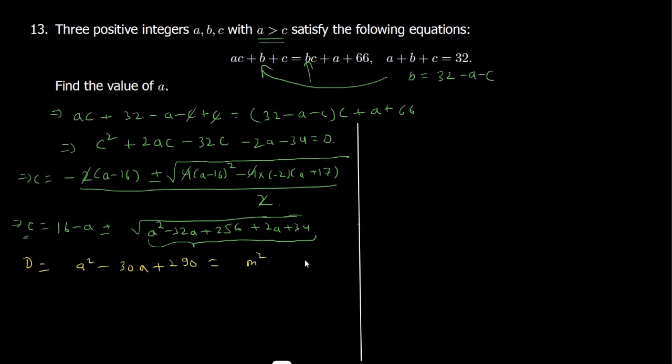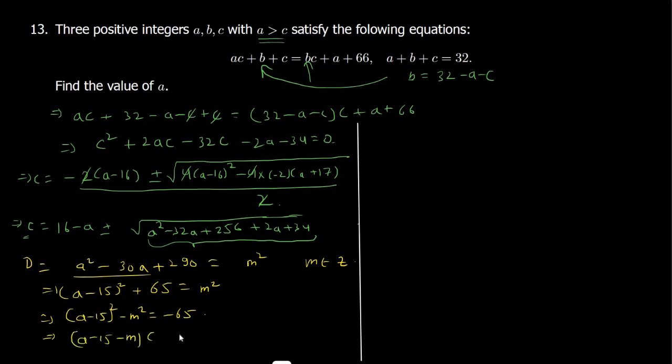This must be a perfect square of an integer, where M belongs to the integers. Now if I try to make this also a perfect square, I will need to separate 225 from it. So it will become (A minus 15) whole squared, plus 65 will remain separately. So plus 65 is equal to M squared. If I rearrange this, I will get (A minus 15) whole squared minus M squared equals minus 65, which will give me the factors (A minus 15 minus M) into (A minus 15 plus M) equals minus 13 into 5.